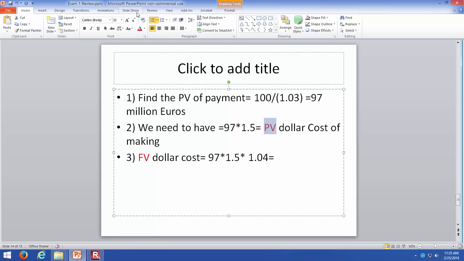Okay, so 100 divided by 1.03 gives you roughly 97.08. And then if you look at the dollar cost, it's going to be 145. And if you also find the future value, that's going to be $151.45 million. Okay, so these are the costs.